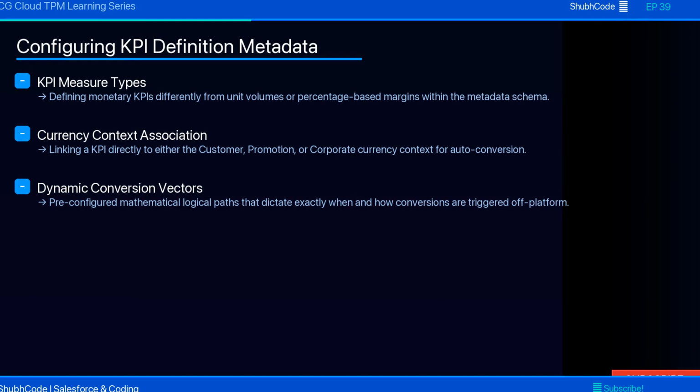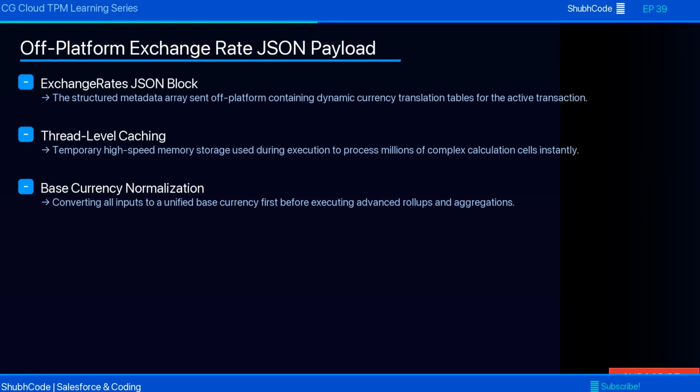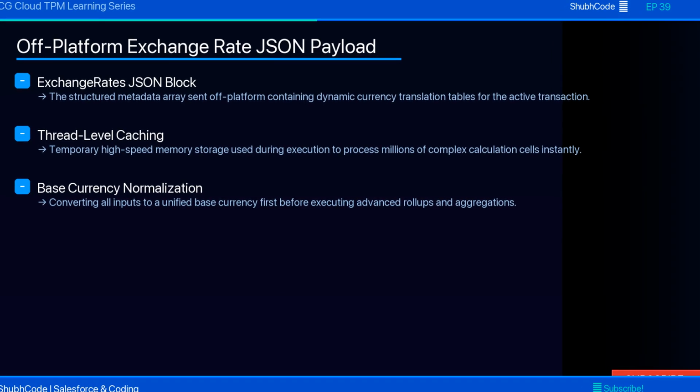How does the system actually know which KPIs need currency conversion? It all comes down to the KPI definition metadata in your TPM configuration. When you configure a KPI, such as off-invoice promo spend, you must explicitly tag its data type as currency and define its conversion rules. If you set it to use the promotion currency, the processing engine automatically applies the correct exchange rate.